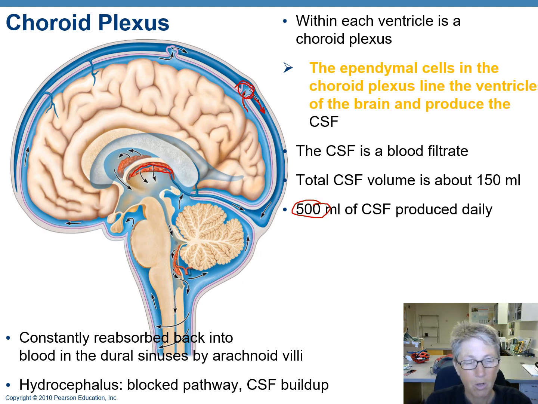And there's a condition called hydrocephalus. If you have a blocked pathway in any of these pathways that CSF is flowing through when you're young, you can build up cerebrospinal fluid and you can get a very large head.